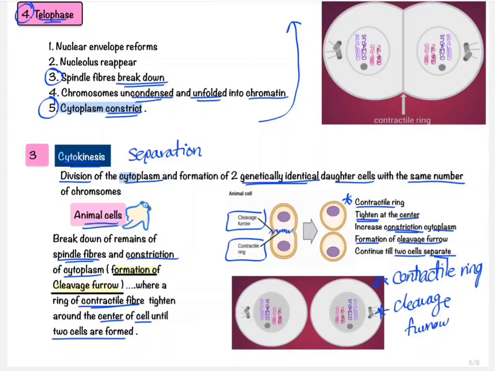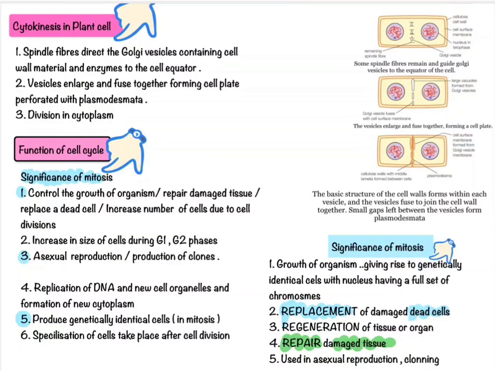This happens all the time in your body. Now we've come to the part of cytokinesis in plant cells. It's quite different, where the spindle fibers direct the Golgi vesicles containing cell wall material and enzymes to the cell equator. You remember what the cell equator was? It was the center. If the cell was round, this is the cell equator.